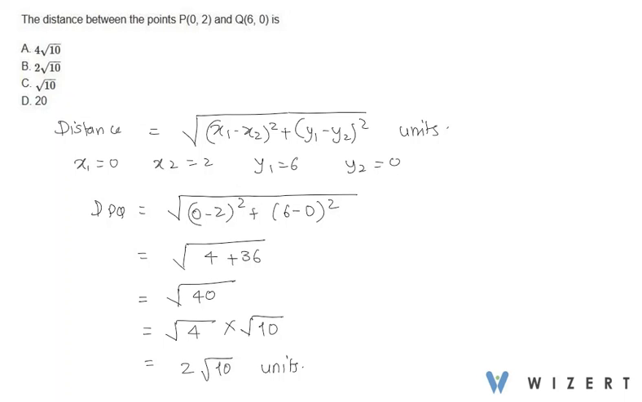So we get dPQ as 2 root 10 units. Answer is option B.